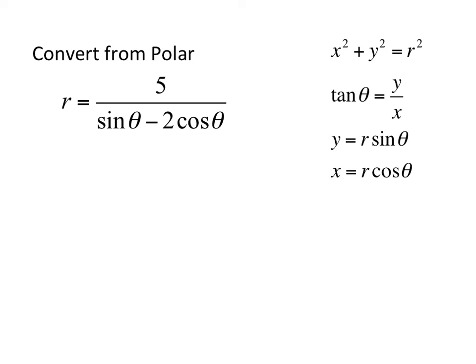Okay, the last problem that we'll do, and this is the last hint that I'll give for converting equations, is whenever you have a denominator in a polar equation and you're trying to convert, another helpful hint, similar to multiplying by r on both sides, is to get rid of your denominators. So in this problem, if I want to get rid of my denominator, I can multiply the denominator on both sides of the equation.